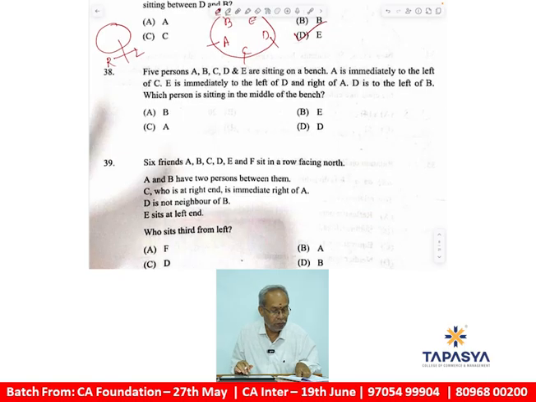Next. 5 persons A, B, C, D are sitting in a bench. This is a linear sitting arrangement. A is immediately left of E. E is immediately left of D, and right of A is there. D is left of B. Which person is sitting in the middle of bench? Middle of bench we will see only E is sitting. So the answer is E.